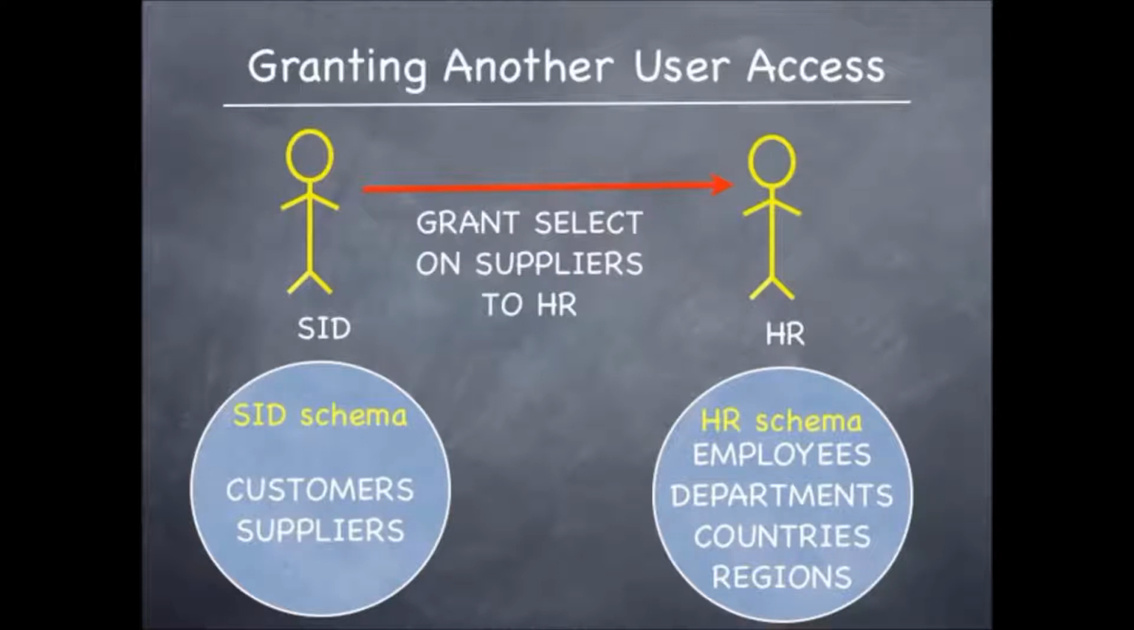On this slide, you are looking at two separate users called SID and HR. Each of the users has their own schema in the database. The user SID owns the tables called customers and suppliers. The user HR owns the tables called employees, departments, countries, and regions. Also on this slide is an example of how one user can give another user access to an object that they own. The user SID is giving the user HR read access on his suppliers table using the command GRANT SELECT ON suppliers TO HR.